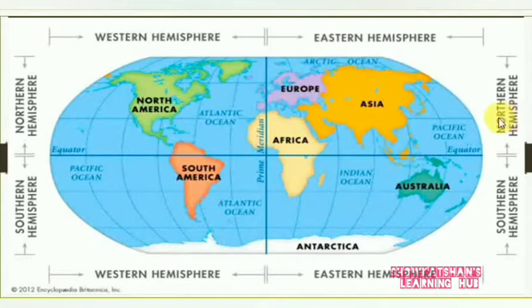We have one more line, this vertical line on this map called the prime meridian, which is 0 degree longitude. And compared to this, India lies here. That means India lies in the eastern hemisphere.